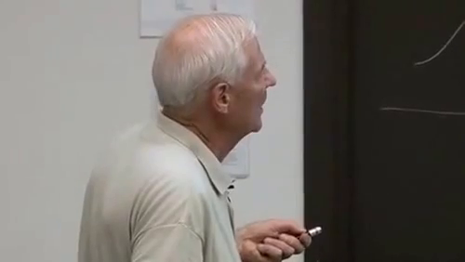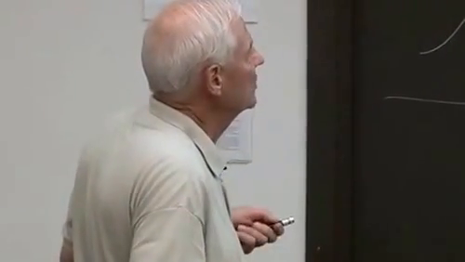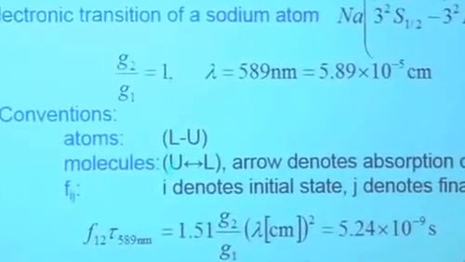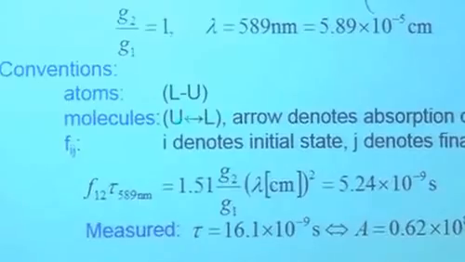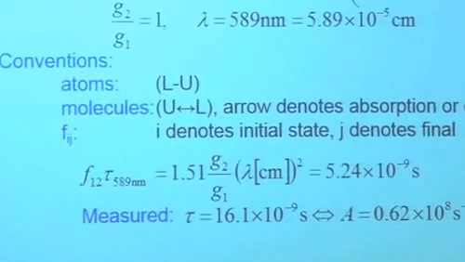In particular, it has this ratio that happens at about 590 nanometers. So the convention for atoms is you put the lower on the left and the upper on the right. The convention for molecules is reversed, and we usually use an arrow which tells you whether you're looking at emission or absorption.